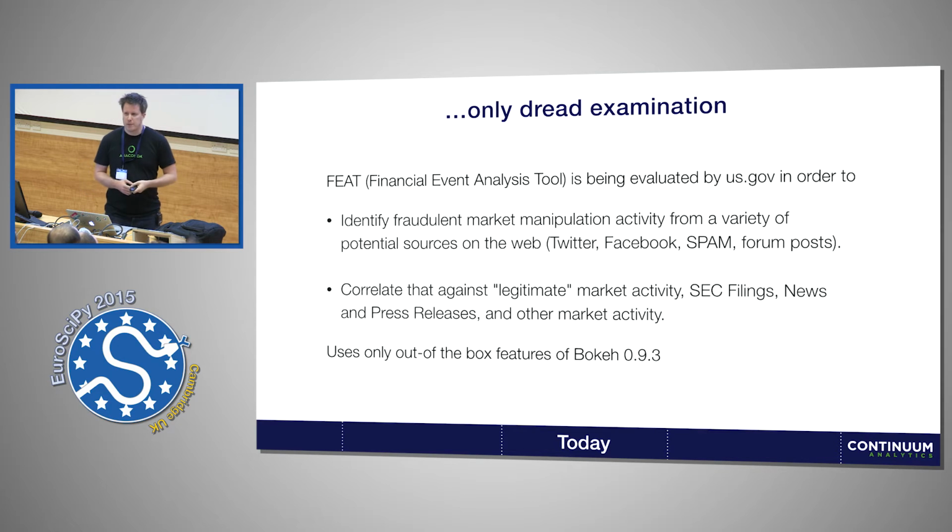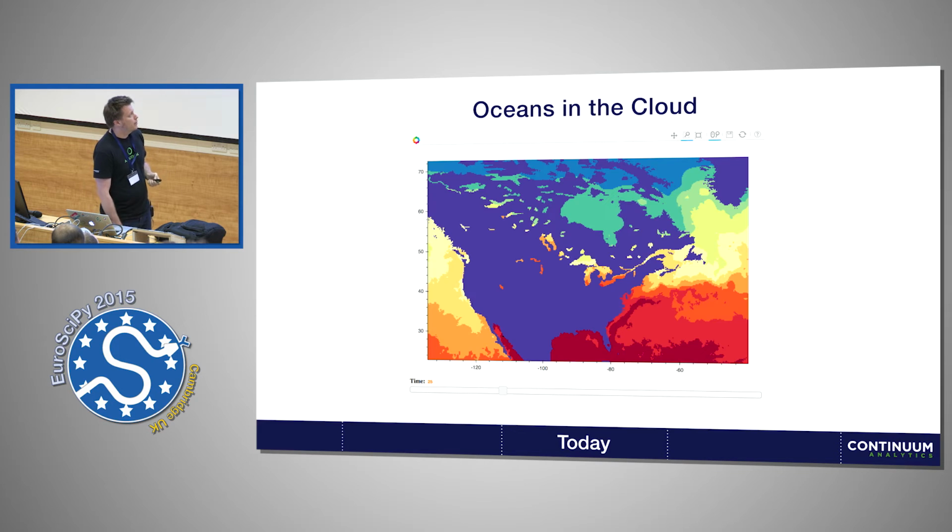The idea here is to be able to ingest a lot of different data sources, SEC filings, news, and look for signs and signals of financial fraud in the market. And this only uses out-of-the-box features of the current Bokeh release. I can't give a live demo, unfortunately, because there's a big back-end component to it, but hopefully that nice video gave you a little bit of an example of what's there.